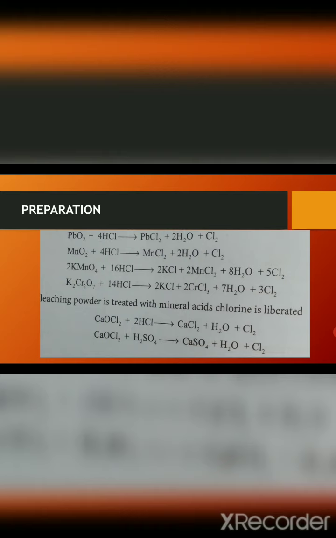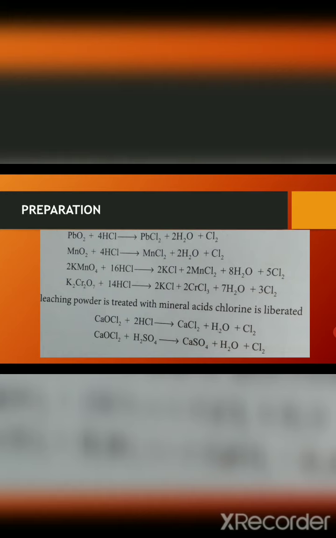When bleaching powder is treated with mineral acids, chlorine is also liberated, which we have seen in our houses also. When bleaching powder is treated, chlorine gas is liberated. First equation, CaOCl2, that is bleaching powder, plus 2HCl gives CaCl2 plus water plus chlorine gas Cl2. So in this way also chlorine can be prepared.